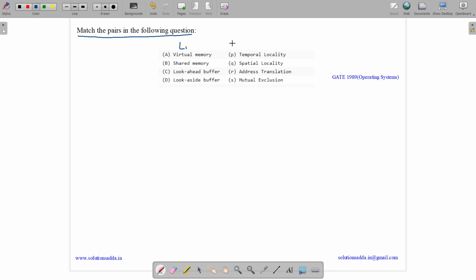So we have been given two lists, list 1 and list 2. List 1 has items virtual memory, shared memory, look ahead buffer and look aside buffer. And list 2 has items temporal locality, spatial locality, address translation and mutual exclusion. So let us map one by one.